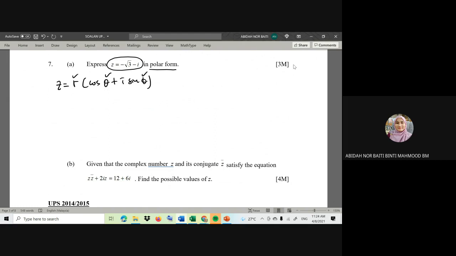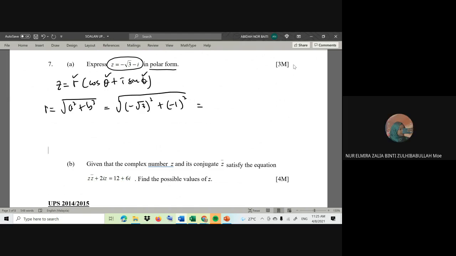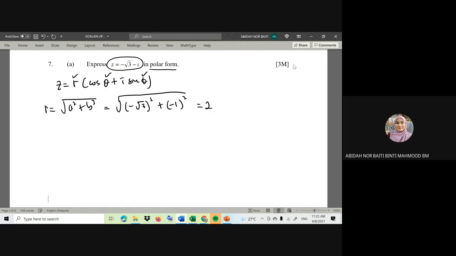So how to find your R? The formula is A squared plus B squared. Okay, all square root. So your A is negative 3 squared. Okay, your A. Your B is negative 1 squared. No I ya, jangan ambil I tu. So what is your R? 2. What is your R? You get 2. Okay, and then lepas tu buat apa?